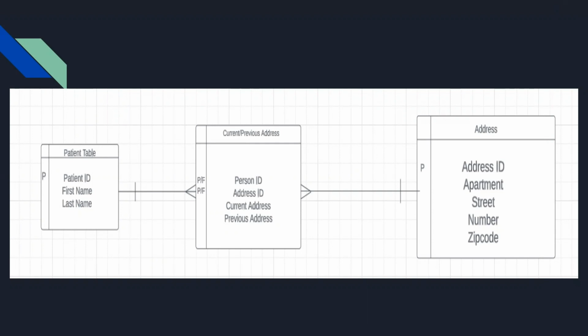And then the P, I just put next to the primary key. So for the patient table, that was patient ID. For the address table, it was the address ID. And then for the current previous address, we had both a primary key as the person ID and the address ID, and they're both also the foreign keys as well.